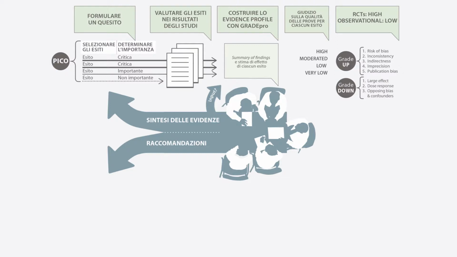Randomized controlled trials start as high quality evidence for a number of reasons, but the underlying main reason is that randomization is the best way to protect against bias and confounding. It doesn't mean that observational studies cannot leave us with high confidence in the estimates of effect.